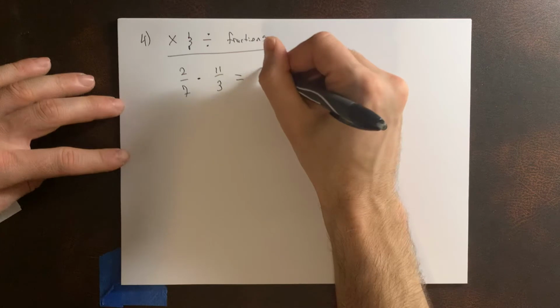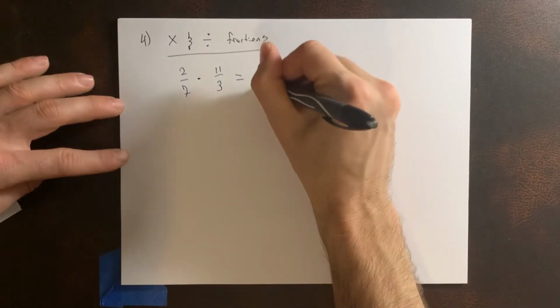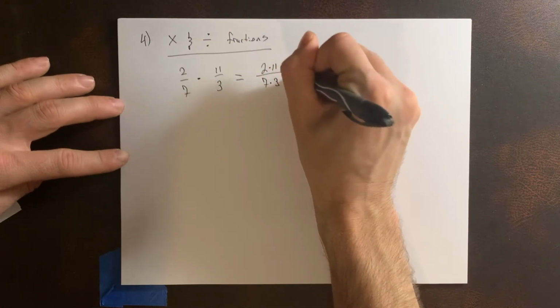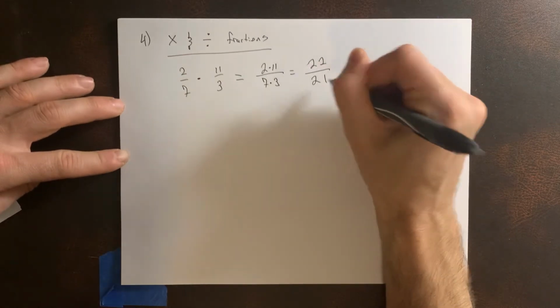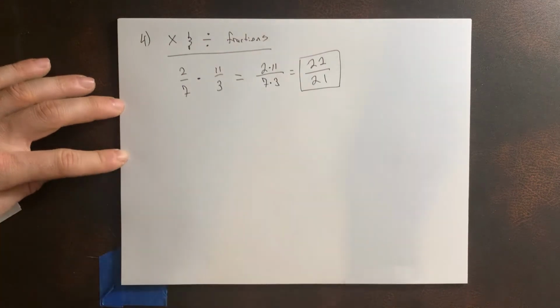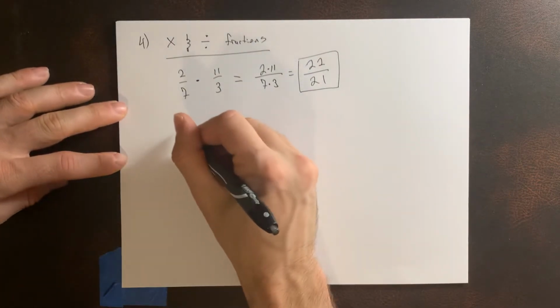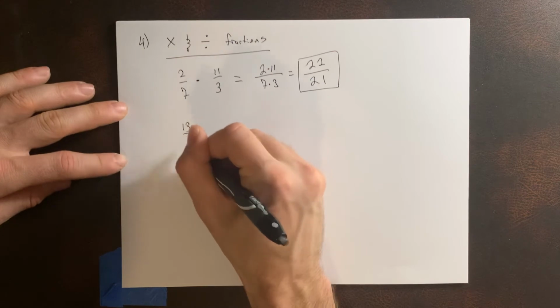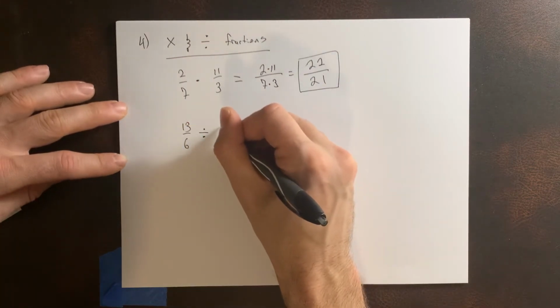So we're going to multiply the tops, just 2 times 11, and then multiply the bottoms, 7 times 3. So 2 times 11, that's 22. 7 times 3, that's 21. So when we multiply these two fractions together, 2 over 7, 11 over 3, we get 22 over 21. Okay, our next example, let's do a division one. So let's say we want to do 13 over 6 divided by 5 over 3.